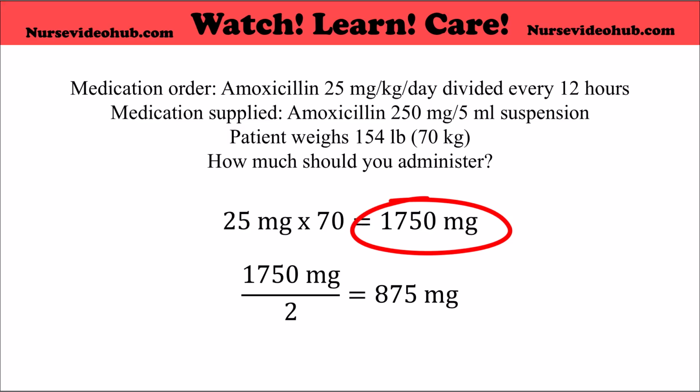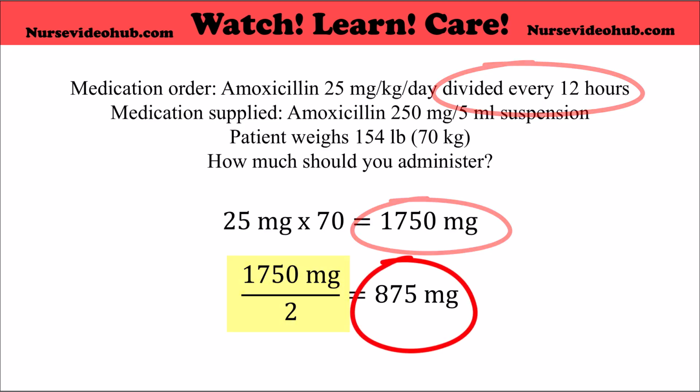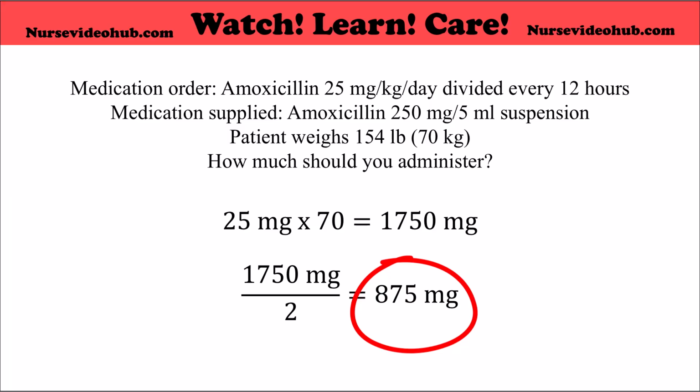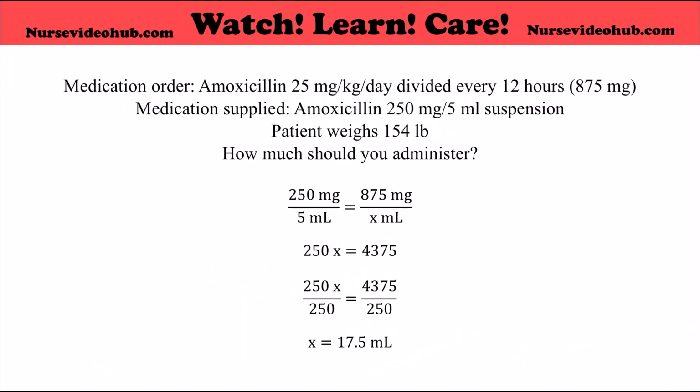But the order states that the dose is divided into 2. The dose is administered twice a day. 1,750 divided by 2 is 875 milligrams. The amount of medication ordered per dose administered every 12 hours is 875 milligrams. Now solve for the amount of medication to be administered.